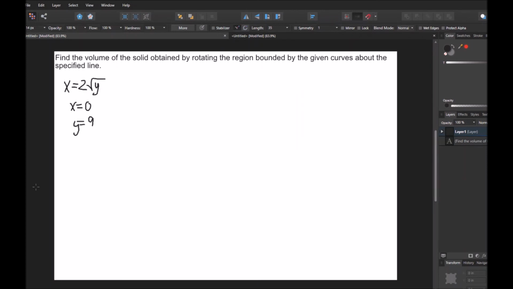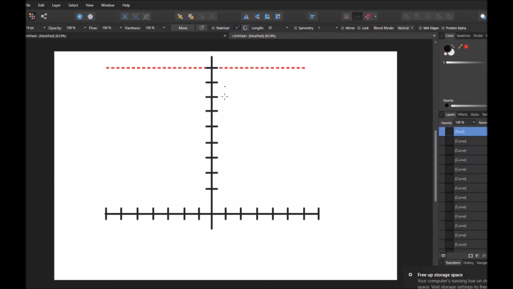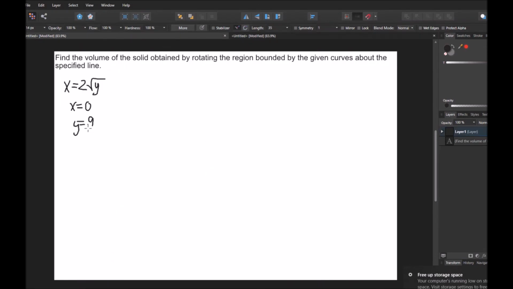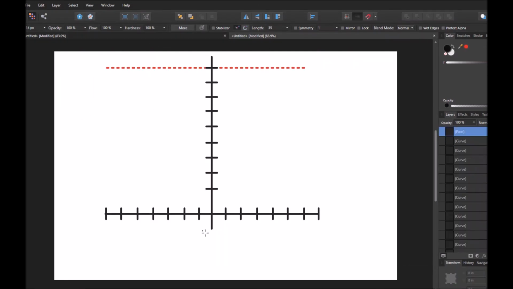Okay, so in this next problem we're asked to find the volume of the solid obtained by rotating the region bounded by the given curves about the specified line. The information we're given now is that x equals 2 times the square root of y, x equals 0, and y equals 9. So once again we're going to go to the graph, and this is the graph I have set up right now. You can see that we have the x-axis like this, and the y-axis set up like this, where the red dotted line is y equals 9, and x equals 0 would just be the y-axis.